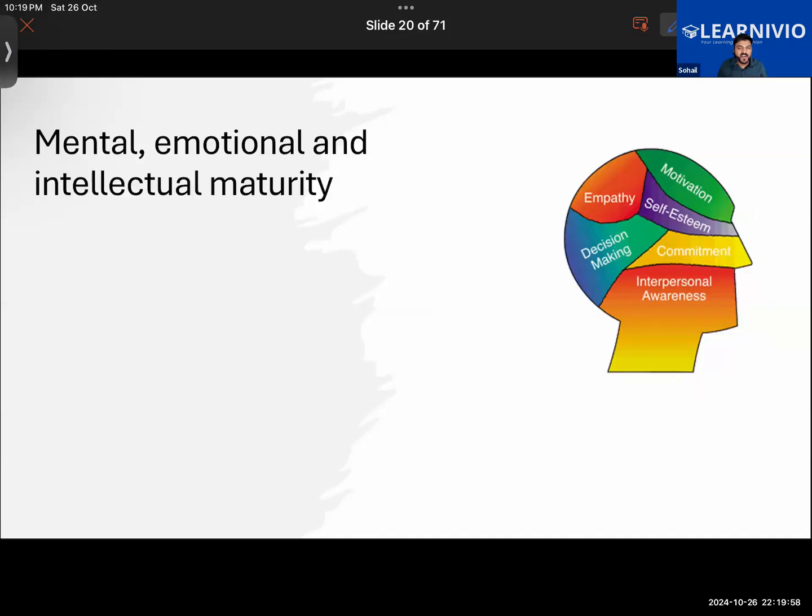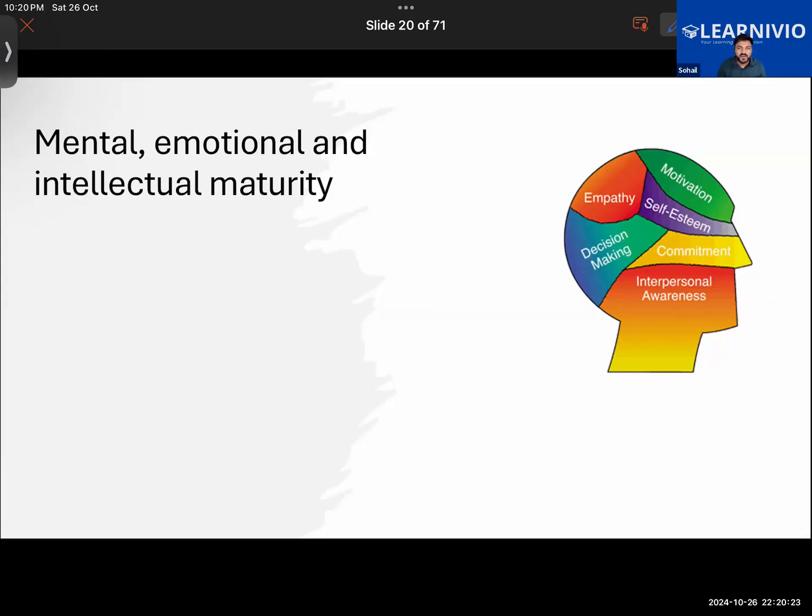Apart from that, there will be mental, emotional, and intellectual maturity. So at the age of puberty, a person will achieve mental, emotional, and intellectual maturity. So the question is, what do all these things mean? Mental maturity, emotional maturity, and intellectual maturity are all somewhat different from each other.